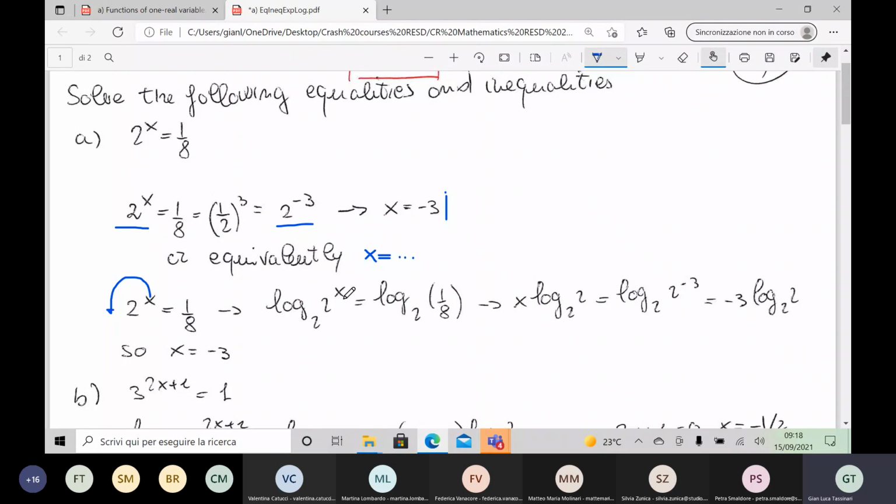Obviously, since I took the logarithm with basis 2 of the first hand side, I have to take the logarithm with basis 2, again 2, not another basis, of the second hand side. So this equation can be written equivalently in this way, because I perform the logarithm transformation with basis 2 of both sides, so the result is not affected.